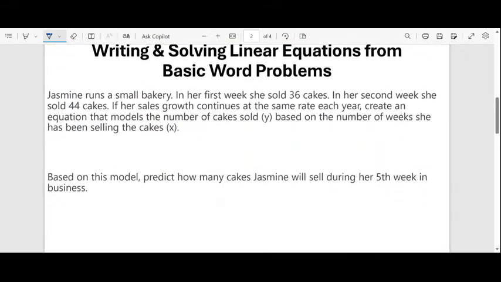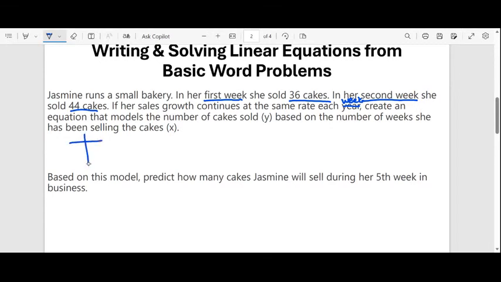Let's try this again. Jasmine runs a small bakery. In her first week, she sold 36 cakes. So we're going first week, 36 cakes. In her second week, she sold 44 cakes. If her sales growth continues at the same rate each year, let's change that to week. Sorry, my bad. Each week, create an equation that models the number of cakes sold based on the number of weeks she's been selling cakes.